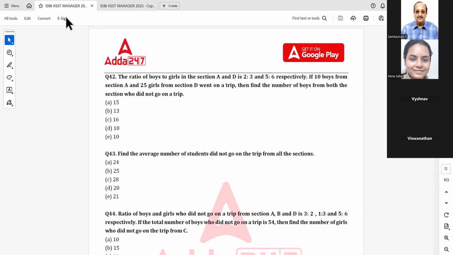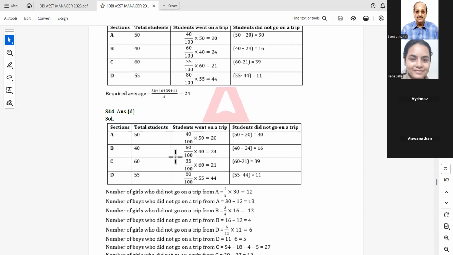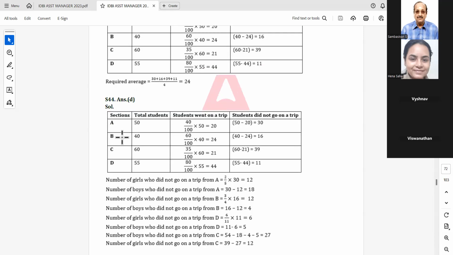This is question number 44. Here, 50 students went on a trip. That is correct. Then students who did not go on a trip. That is correct. Then number of boys who did not go on A, 2 by 5 into 30 is equal to 42, sir, answer. Pardon? 42.